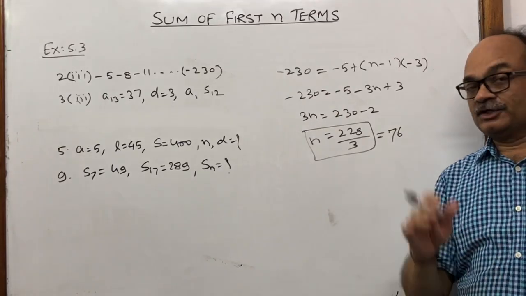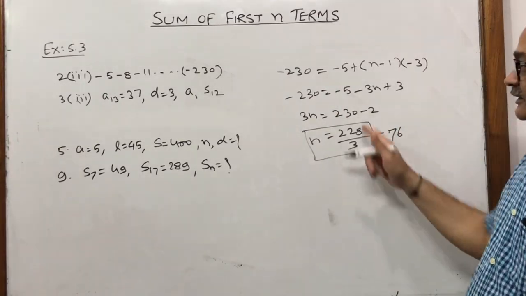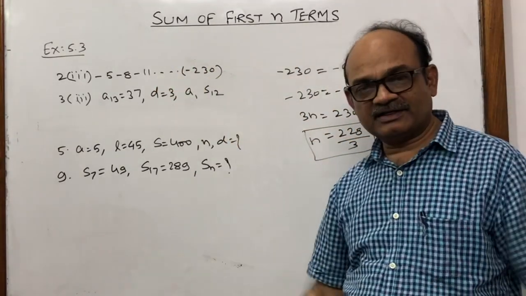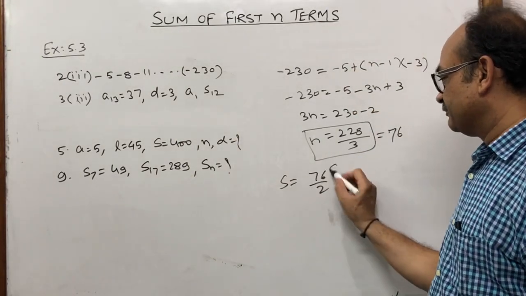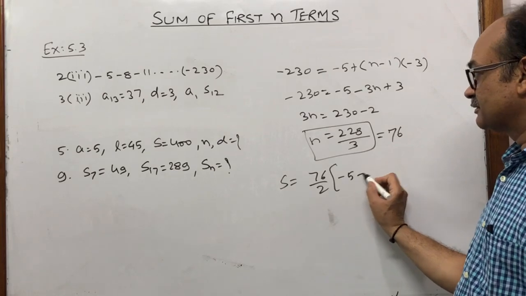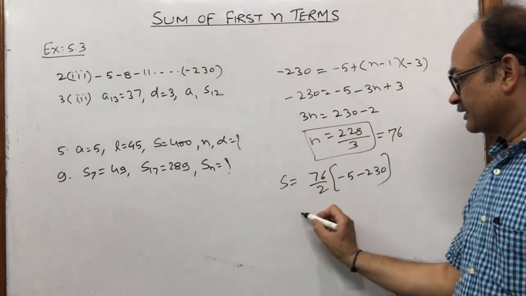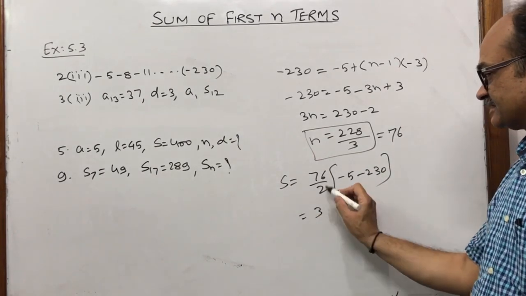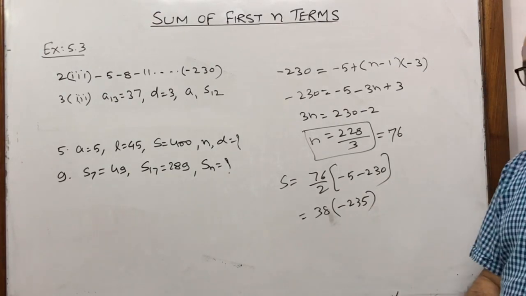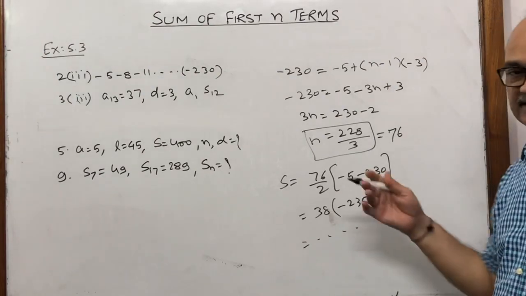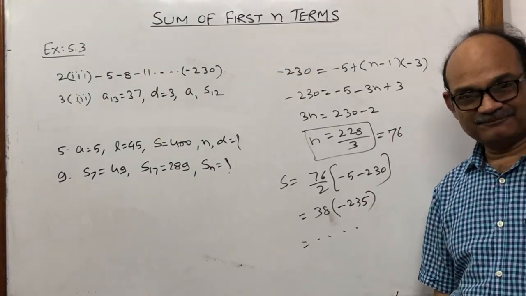Now when you know the values of n, a, d, you can calculate s. So here s equals n by 2 into first plus last. That is 76 by 2, that is 38, and here it is minus 235. When you multiply these two, what you are getting? The final answer. Easy? One more.